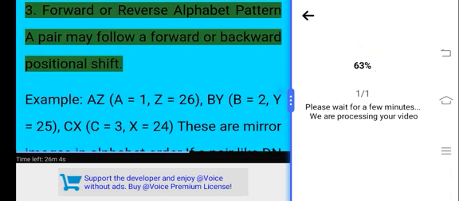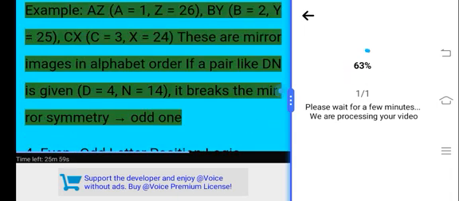3. Forward or reverse alphabet pattern. A pair may follow a forward or backward positional shift. Example: A, Z: A equals 1, Z equals 26. B, Y: B equals 2, Y equals 25. C, X: C equals 3, X equals 24. These are mirror images in alphabet order. If a pair like D, N is given, D equals 4, N equals 14, it breaks the mirror symmetry, so it is the odd one out.